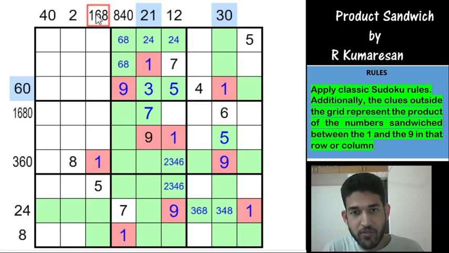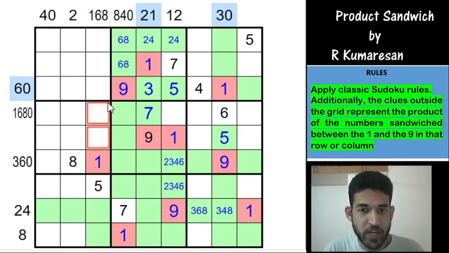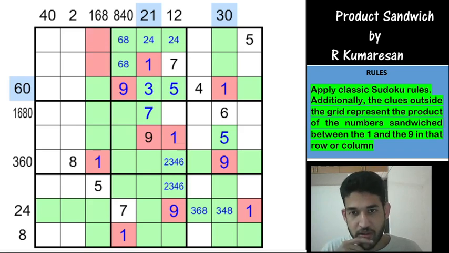Is 7 a factor of 168? 7 2s are 14, so 24. 7 multiplied by 24, yes, and 24 needs to be factorized further into 2 cells, so you need at least 3 cells to get to the product. So these 3 cells cannot be 9, and which means that 9 must be in one of these cells. So one of these cells would have to be red, not sure which one, and none of these cells can be red, all these have been marked.